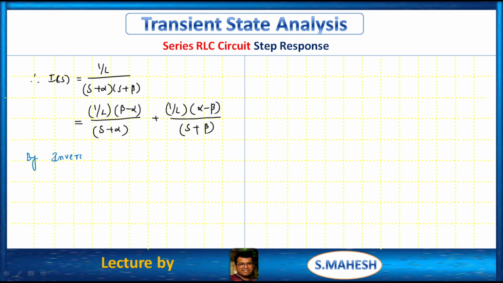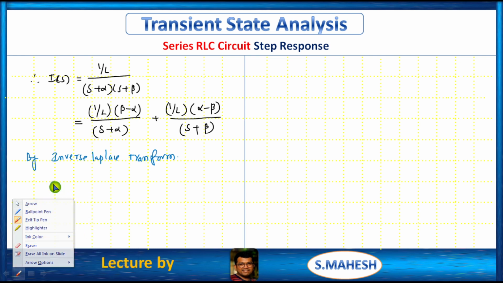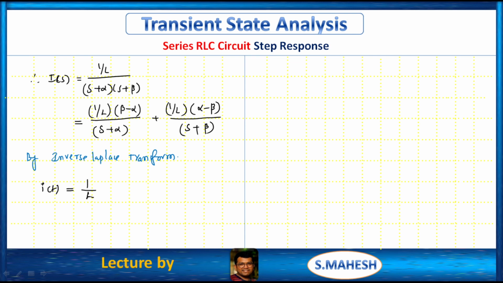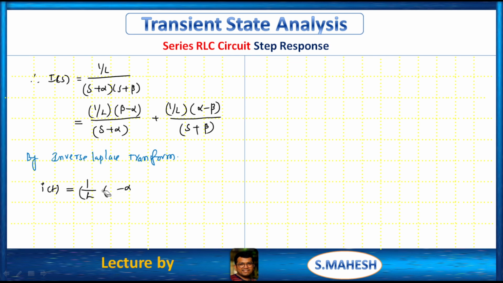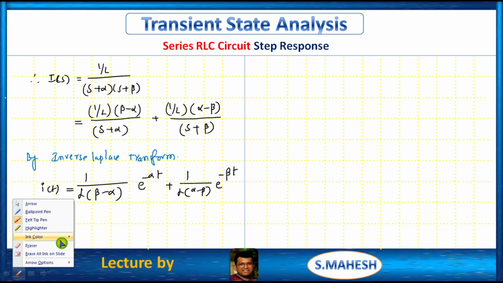By inverse Laplace transform, I of t should be equal to 1 by L into beta minus alpha times e power minus alpha t, plus, like that, 1 by L into alpha minus beta e power minus beta t. That's it. This is the response for this case 1.